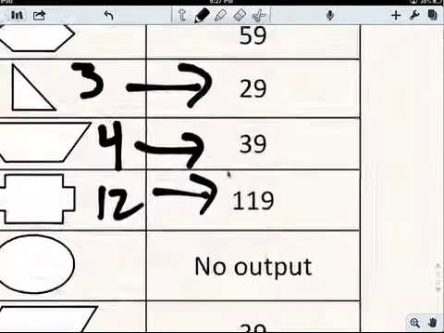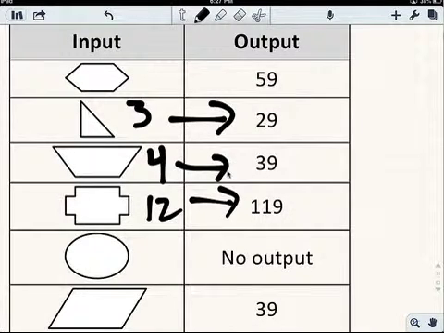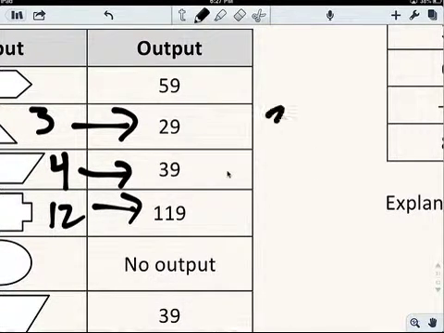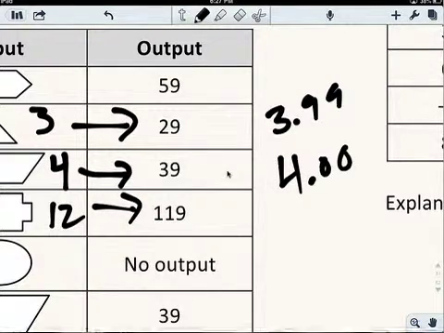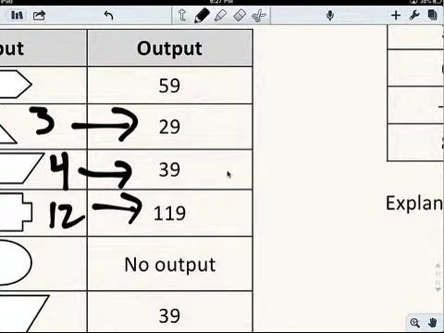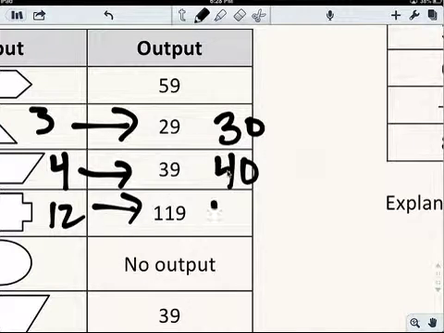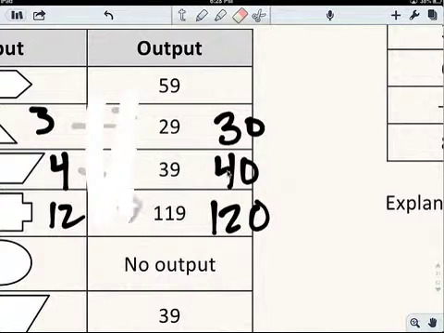And I'm noticing something. I'm kind of thinking about how companies will charge you like $3.99 when they really are actually charging you $4. And they try to charge you $3.99 because it seems like it's cheaper. When I look at 29, that is almost 30, and 39 is almost 40, and 119 is almost 120, and now I start seeing kind of a relationship here.